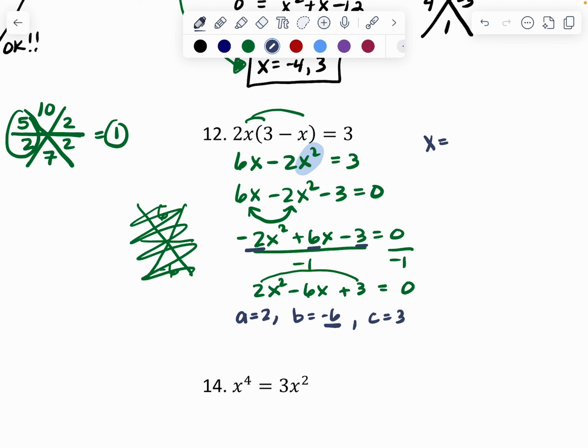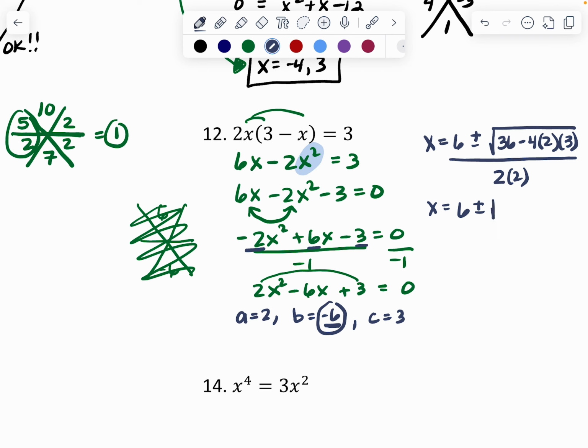So if I make this negative again, that's going to be positive 6 plus or minus the square root of b squared. If I do negative 6 squared, that's 36, minus 4 times a is 2, c is 3, all over 2 times a. And let's simplify this, guys. So you get x equals 6 plus or minus the square root of 36 minus, and then this is 8 times 3, which is 24, all over 2 times 2 is 4. Keep going. You get 6 plus or minus the square root of 36 minus 24 is 12, all over 4.